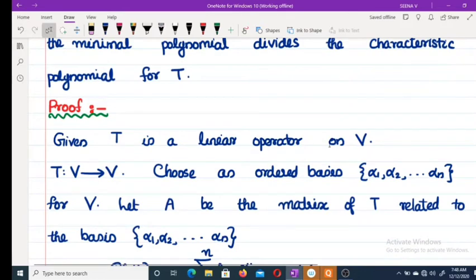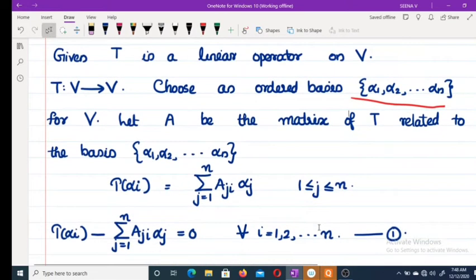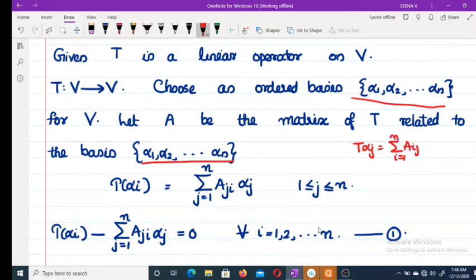Given that T from V to V is a linear operator, choose an ordered basis alpha 1, alpha 2, etc., alpha n. Suppose A is the matrix of T relative to the basis alpha 1, alpha 2, etc., alpha n. Then by definition, we have T alpha j equal to the sum, i varies from 1 to n, of a i j alpha i. This was our definition.